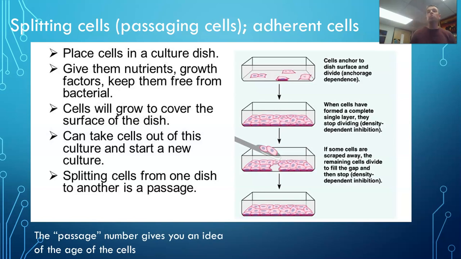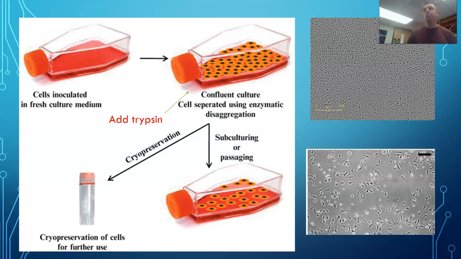Whenever you're doing this, you want to add another passage number, because the more often you do this, the longer these cells have been alive, and the more chance there is for mutations, and the better chance there is for the cells to have changed. So every time you do a split or a passage of the cells, you're going to add a passage number, because we want to keep track of how old the cells in our flask might be.